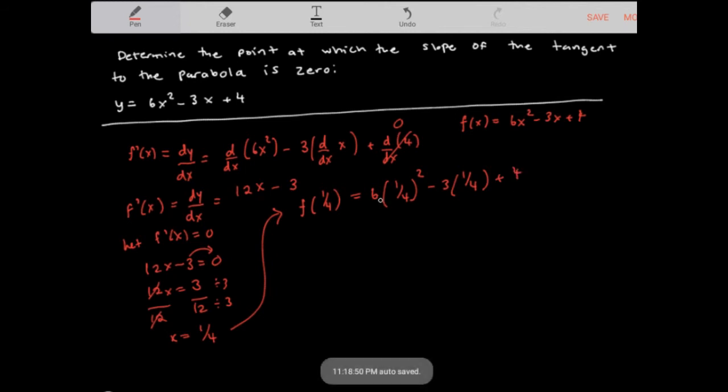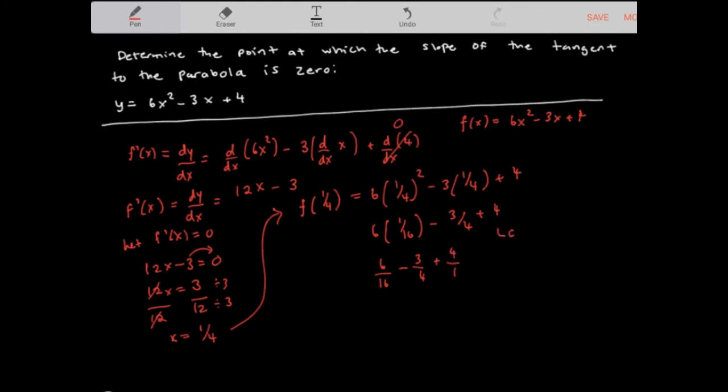I'm going to clean this up. So 6 times 1/4 squared is 6 over 16, minus 3 over 4, plus 4 over 1. And I'm going to use the lowest common denominator, that's 16. So this is 6 over 16, I'm going to multiply this by 4, so minus 12 over 16, plus, multiply this by 16, 64 over 16, which is negative 6 plus 64 over 16. And that's positive 58 over 16.